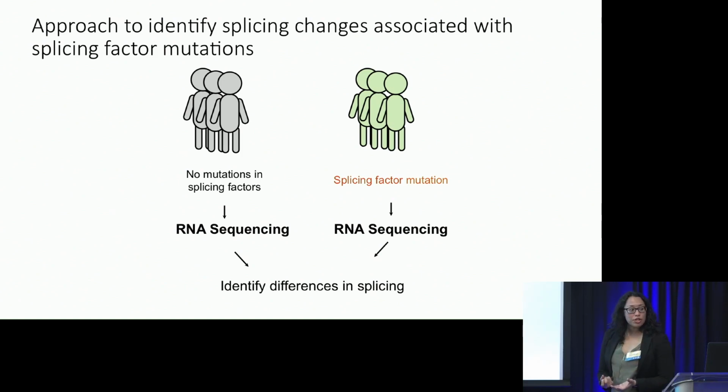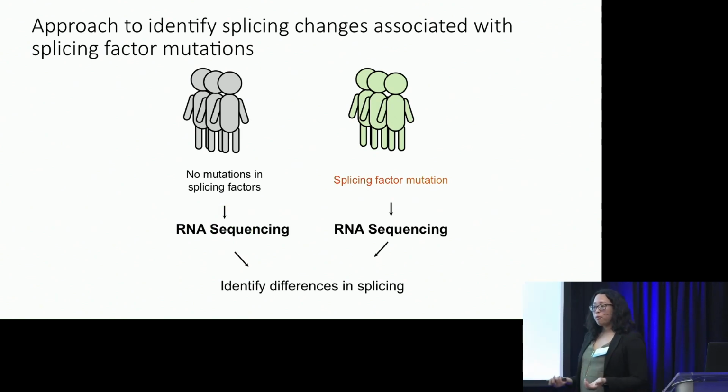Okay, so our approach to try to identify the RNAs that are changing because of these splicing factor mutations is to actually go straight to patient RNA data. Through collaborations or publicly available data sets, we can take donor samples that have no mutations in these splicing factors, and then take another set of donors that actually do have a mutation in these splicing factors. And then we can take the actual sequencing of the RNA.